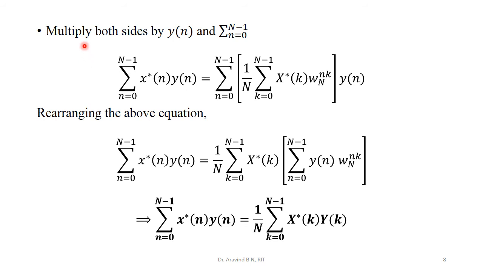Okay, so the second substitution we are making is to multiply both sides by y of n and take the summation n is equal to 0 to N minus 1. So we are going to get summation n is equal to 0 to N minus 1 x conjugate of n y of n, which will be equal to summation n is equal to 0 to N minus 1. The outside of the summation has been written, and whatever was there previously has been retained as it is: 1 by N summation k is equal to 0 to N minus 1 x conjugate of k omega N nk. So this was the term that was previously present, then multiplied with y of n.